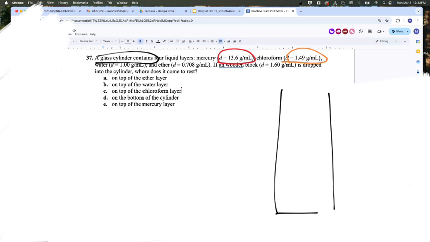Before I start drawing them in there, I do have to know a piece of information. What's that piece of information I need to know? How does density work? That's a good description. If I put these two things into the cylinder, what happens? They separate. They'll separate into two layers.